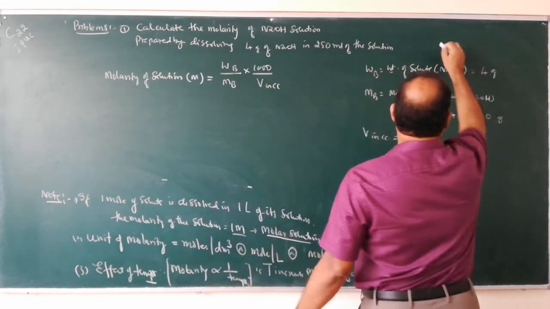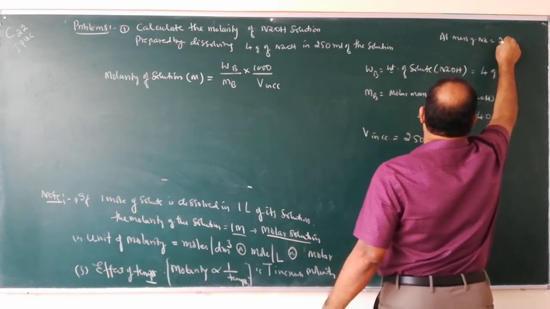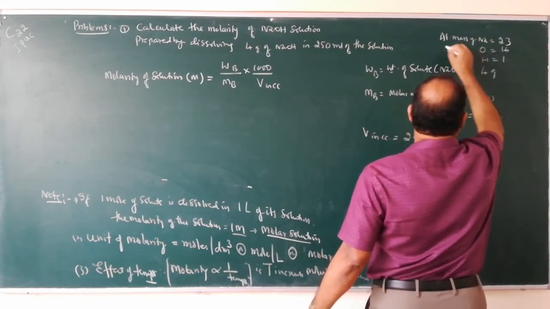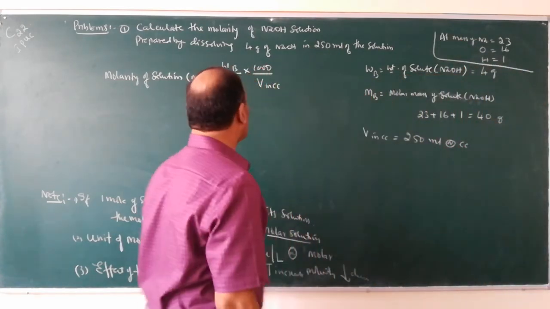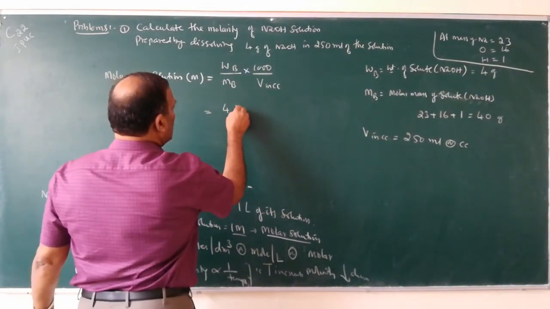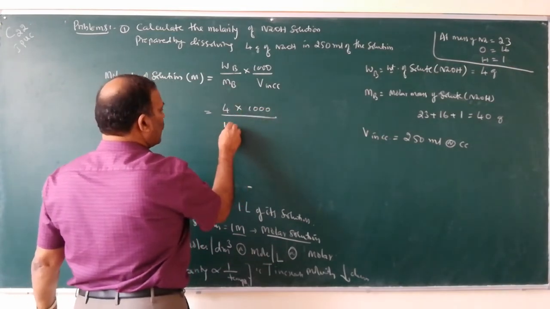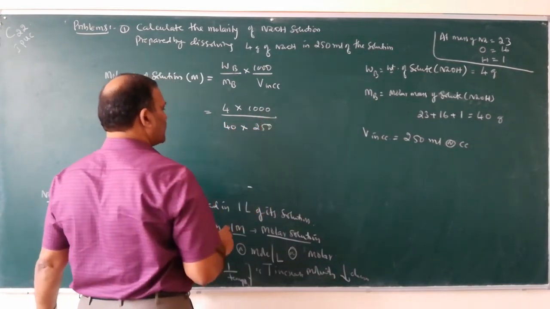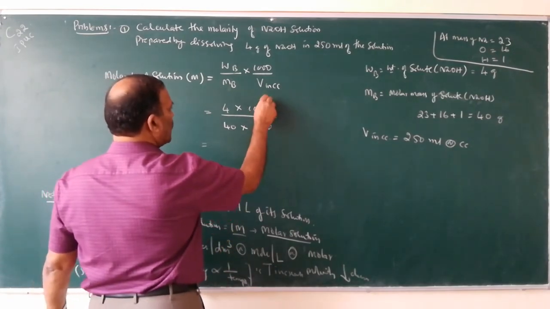So here atomic mass of Na equals 23, oxygen equals 16, hydrogen equals 1. So you have to remember the atomic mass to calculate molecular mass. So what is the weight of sodium hydroxide? 4 into 1000 divided by, what is MB? 40 into, what is the volume of solution? 250. So this is equals 250, 4 times.